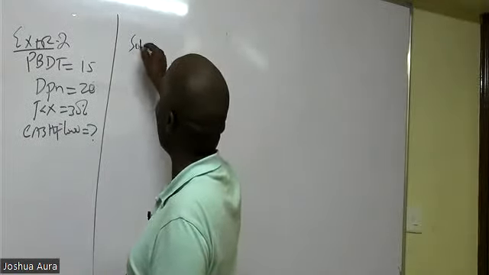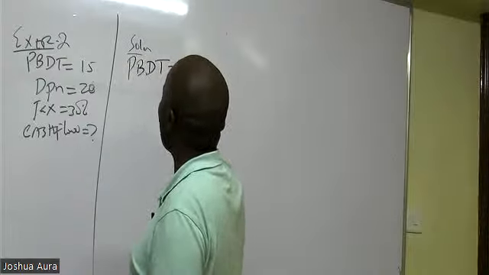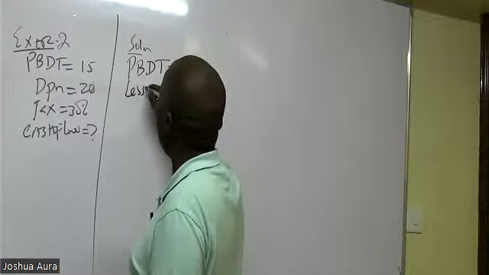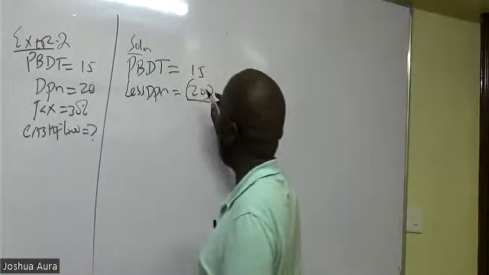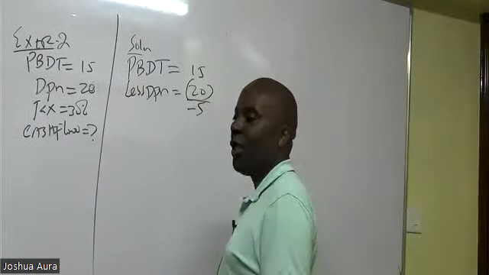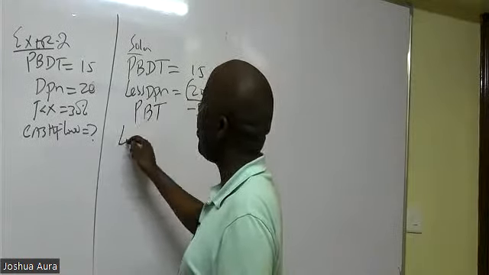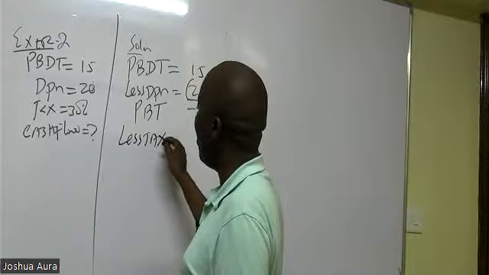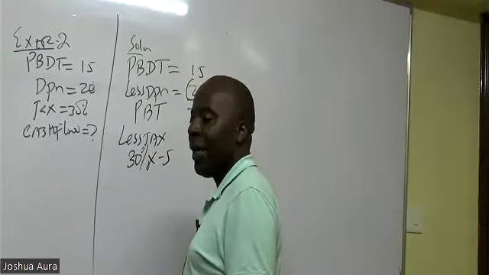So solution. We have our profit before tax of 15. We less depreciation of 20, so we subtract 15 minus 20. This gives me minus 5. So this is profit before tax. Then we shall come and less tax, tax at 30%. 30% of minus 5.